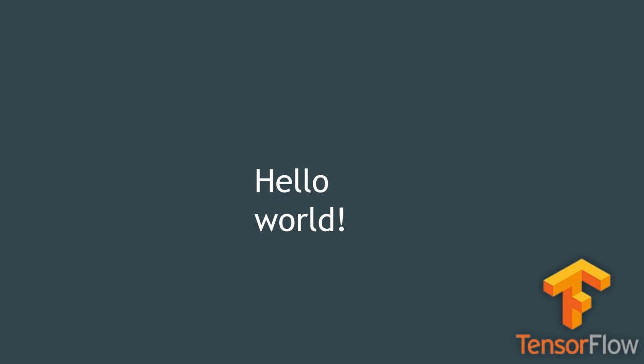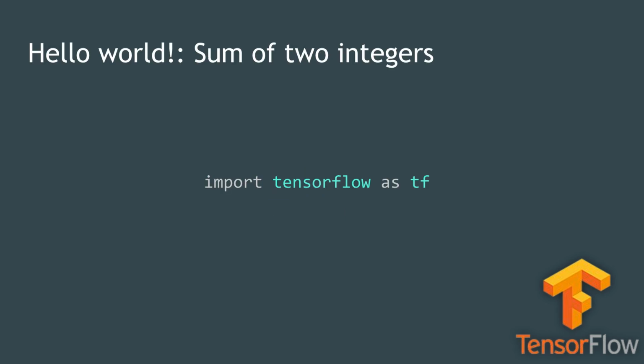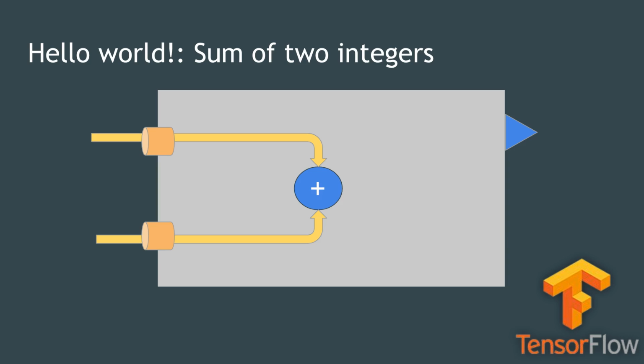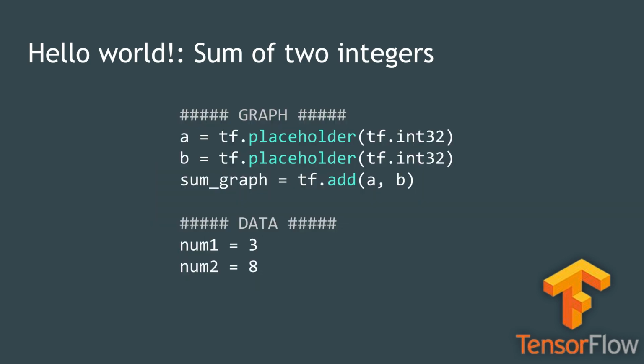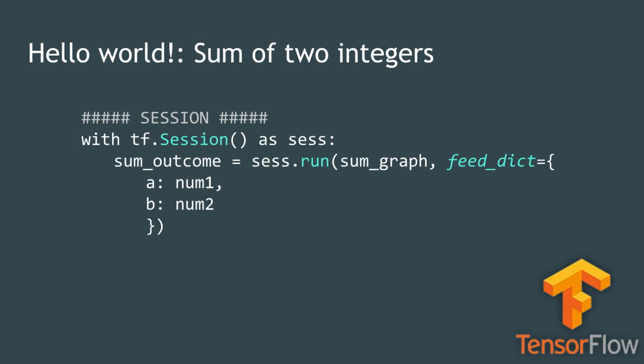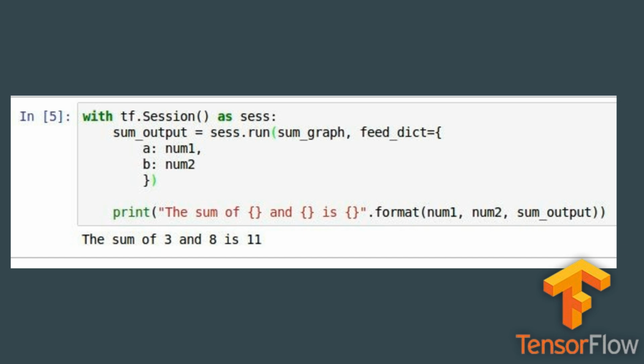Let's look at a simple hello world example. We will implement the sum of two integers using TensorFlow, starting with importing the library. The goal is to calculate the sum of two numbers. We define the graph with placeholders for our numbers a and b, and the operation tf.add. Then, we define the input data. In the session, we run the graph using sess.run, feeding the data via feed_dict to the placeholders. The outcome will be the sum of the two integers.